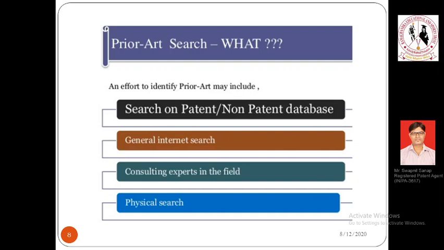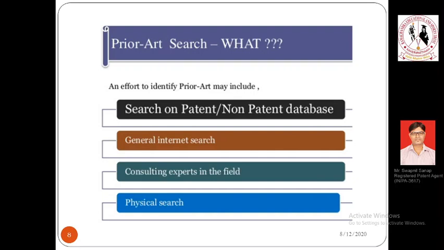Internet computers are dumb; they won't understand when you try to explain in a manual manner. So try to be specific, bang on target, and use only the keywords relevant to the subject matter or the target search. Now, what can the efforts include? One is a search on patent and non-patent databases.